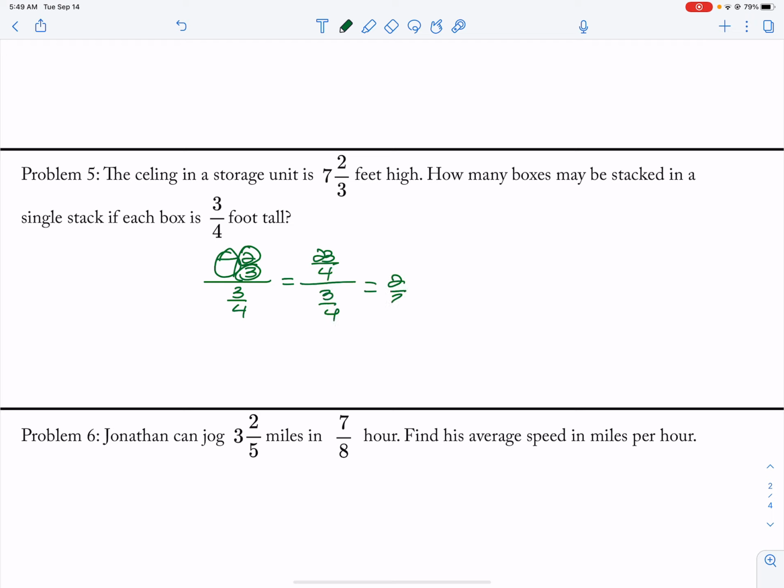So then I get 23/3 times 4/3, which is the 4's cancel out. So I'm left with 23/3 boxes. You can't really have a third of a box. So what I would say is you could have a total of, what's 23 divided by 3? Not 8, 7. So you could have 7 boxes with a little bit of space left over.